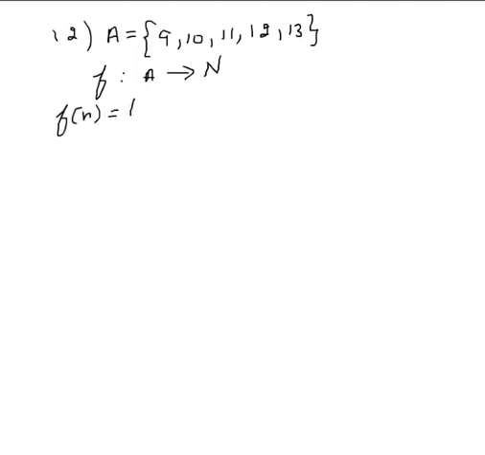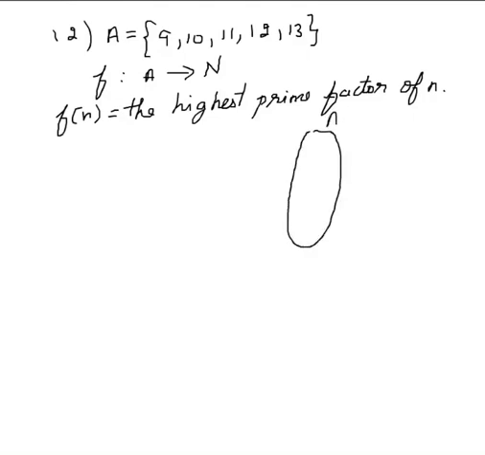Question number 12. Let A is equal to {9, 10, 11, 12, 13} and function f is from A to N defined by f of n is equal to the highest prime factor of n. Find the range of f. Let me show by arrow diagram. f is defined from A to N. A has the elements 9, 10, 11, 12 and 13. Here we have all natural numbers 1, 2, 3, 4, etc.